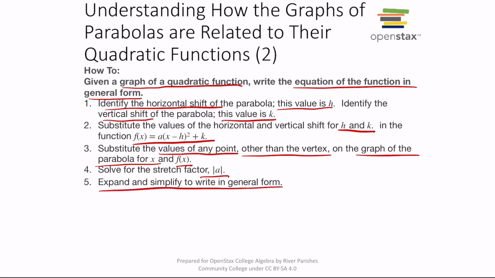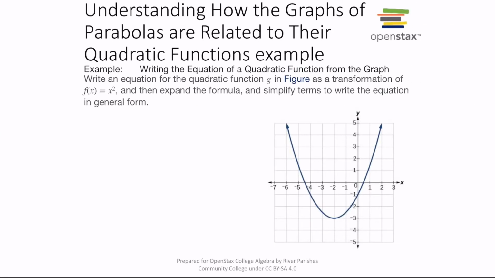And finally, we'll expand and simplify to write it in its general form. So let's try and use this formula here. First thing we need to find is the x coordinate and y coordinate for the vertex. So this here is the vertex. When you draw a horizontal line, you have the y coordinate. When you draw a vertical line, you have the x coordinate. So the h value is the one on the x-axis. The k value is the one on the y-axis. So h here is -2 and k here is -3.